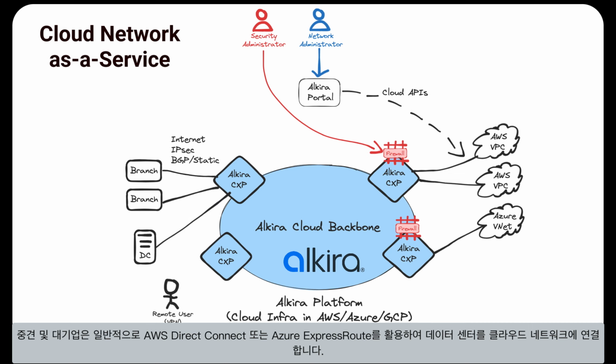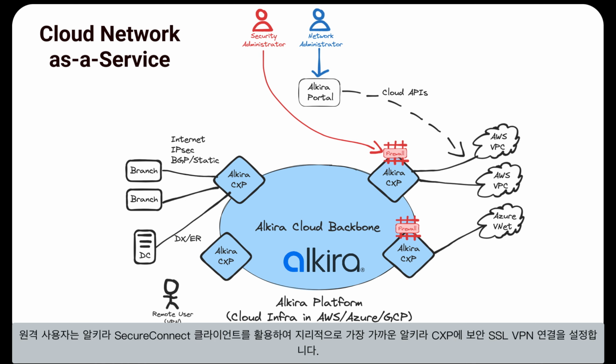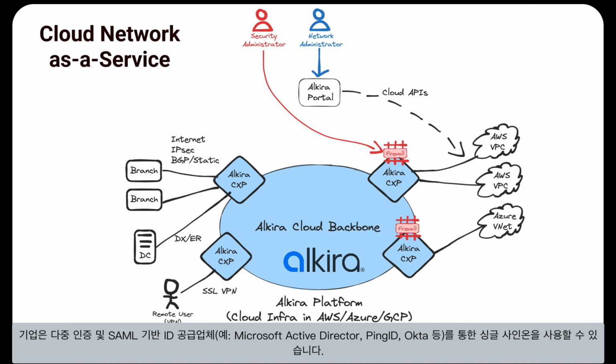Medium and large-size enterprises typically leverage AWS Direct Connect or Microsoft Azure ExpressRoute to connect their data centers to the cloud network. Once the underlying circuit is provisioned, Alkira automates the rest of the configurations. Remote users leverage Alkira's Secure Connect client to establish a secure SSL VPN connection into the geographically closest Alkira Cloud Exchange Point.